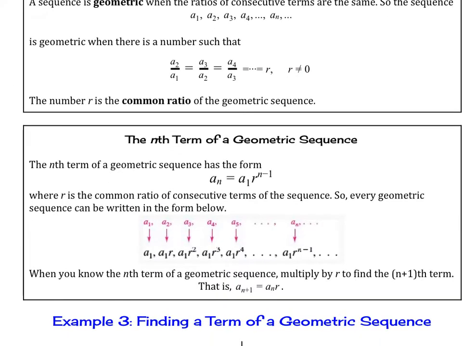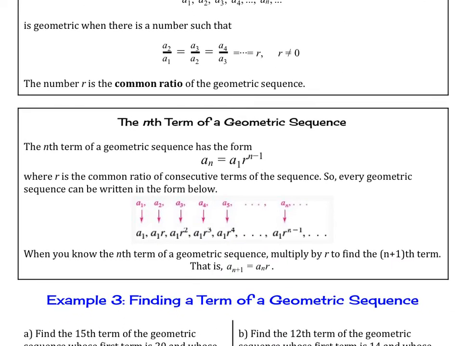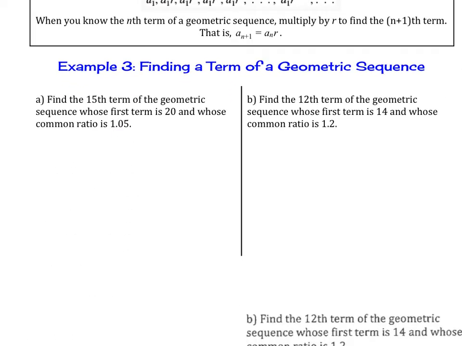So here's the nth term of a geometric sequence. Here's the rule or the formula. You have a sub n equals the first term times a ratio raised to the n minus 1. r is the common ratio of consecutive terms of the sequence. So every geometric sequence can be written in this form. When you know the nth term of a geometric sequence, you can multiply by r to find the n plus 1th term. So let's find a term of a geometric sequence.